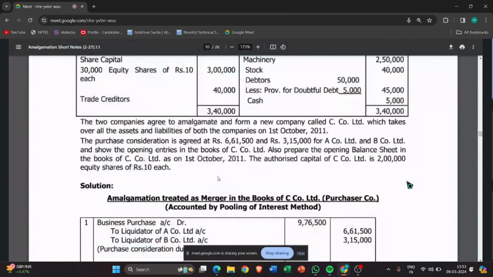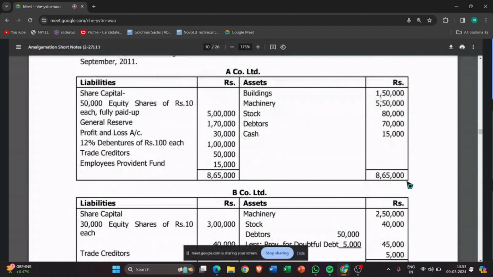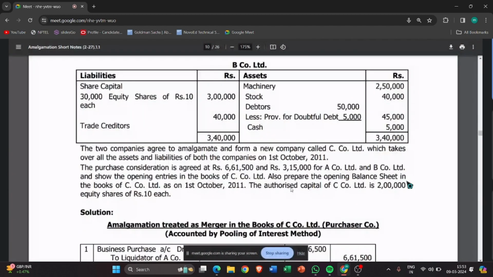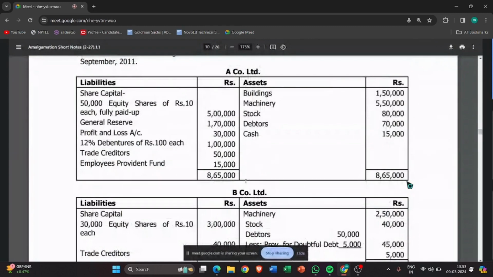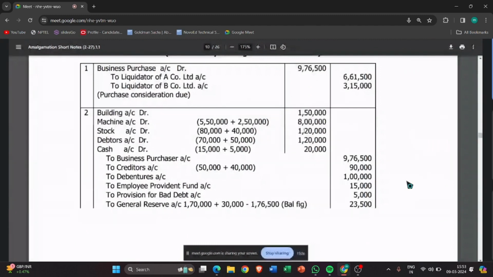Right, so if you can see, the buildings are there only in case of A Limited, 1,50,000, B doesn't have. So we will write only buildings 1,50,000. Rest for all of them, add up both their assets. Machinery of A Limited 5,50,000 plus machinery of B Limited 2,50,000 will be the new machinery of C Limited, which will come to 8 lakh rupees. Like this, stock of A Limited is added to stock of B Limited, debtors of A Limited, debtors of B Limited, cash balances of both the companies will become the total assets of C Limited. So these are the assets that I have taken over.